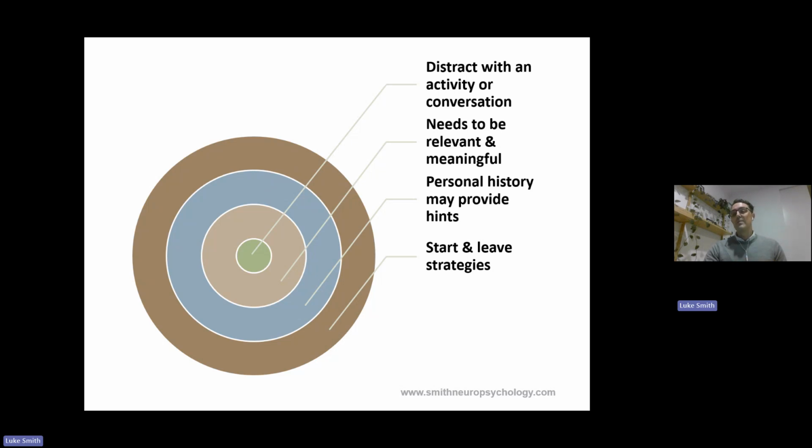Again, this might be something in their personal history. For example, for me, it might be football or fishing or my family or meditation, all things I love. And start and leave strategies is where you can start something for them, such as put on a movie, give them a book to read, and then leave them for a period of time.